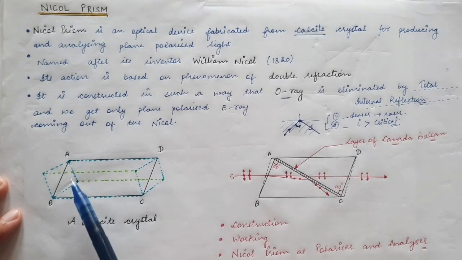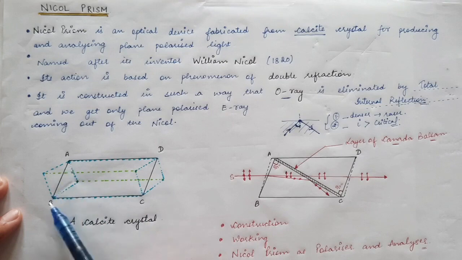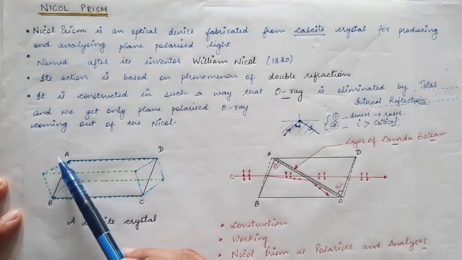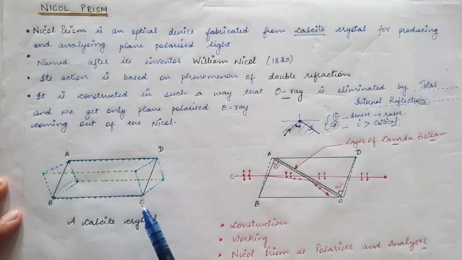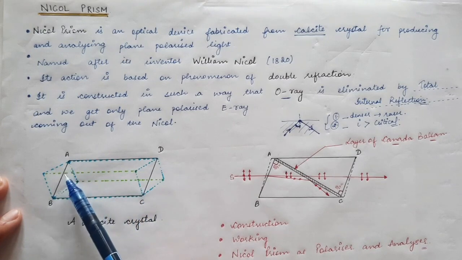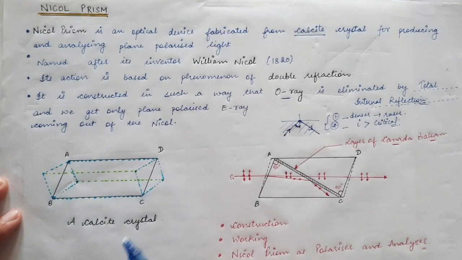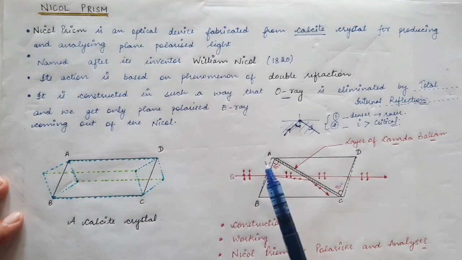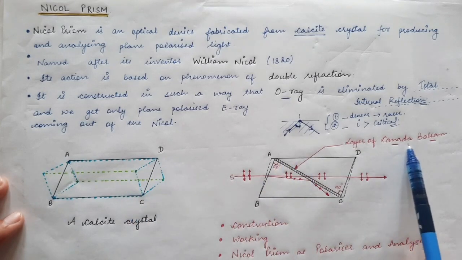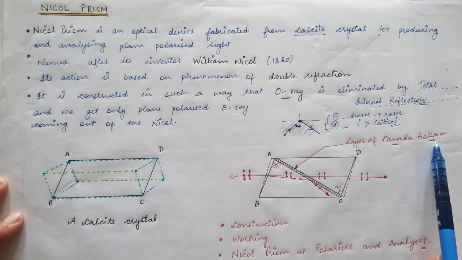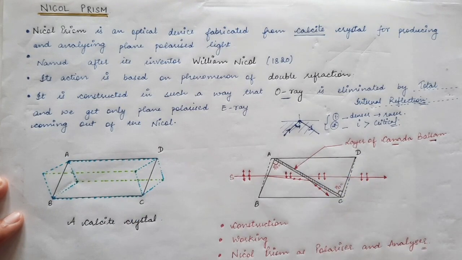So firstly we take a calcite crystal, and this ABCD is the principal section of the calcite crystal. Now we cut this calcite crystal along a plane that is perpendicular to the principal section as well as to the two opposite faces. Then we again attach those two portions of the crystal by applying a thin layer of Canada balsam, and that is called the Nicol prism.